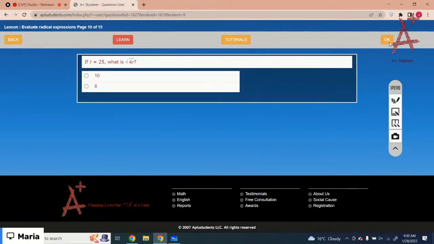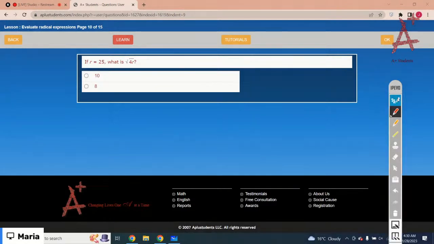Okay, the next one is if r equals 25, what is the value of square root 4r? Just replace the value for r with 25. It would be 4 times 25. 4 times 25 is 100. Got it? And we can write down 100 as 10 times 10.